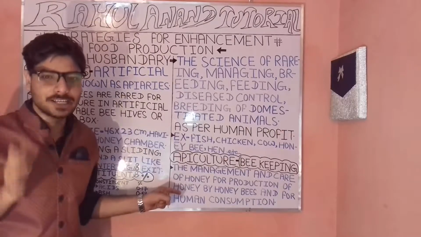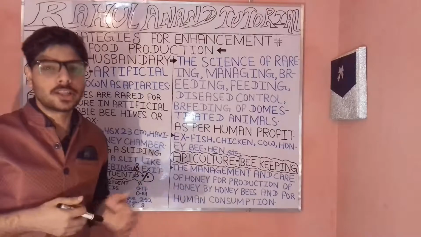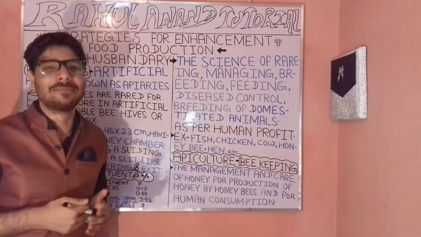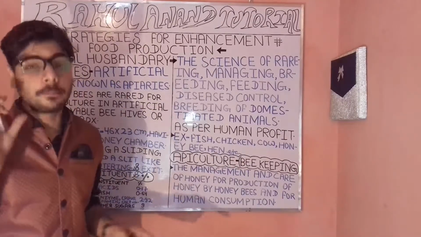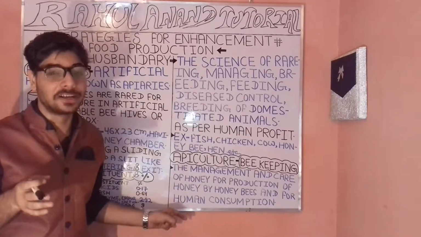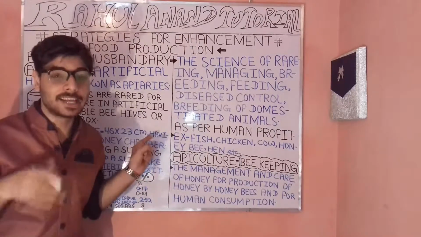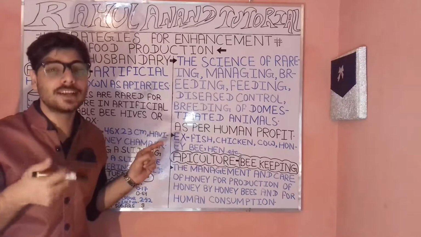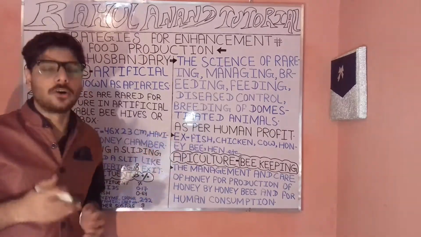Now let's understand beekeeping, that is apiculture. It is the management and care of honeybees for the production of honey for the consumption of human beings. In this case, the bees are reared and cultured in artificial movable hives, that is, artificial movable boxes.